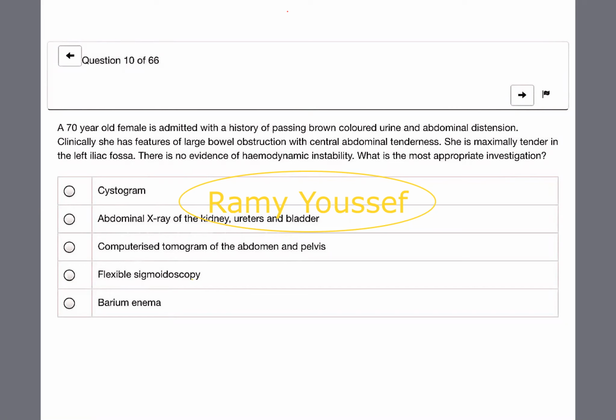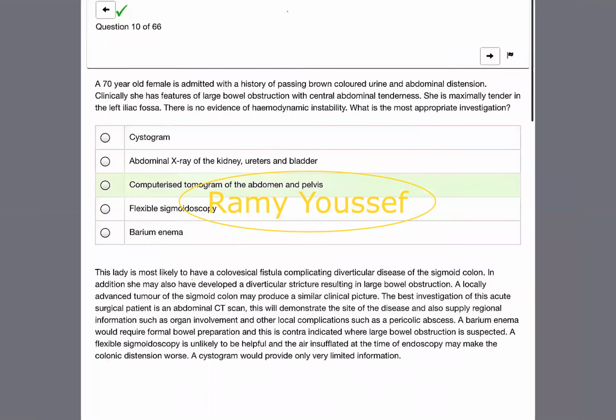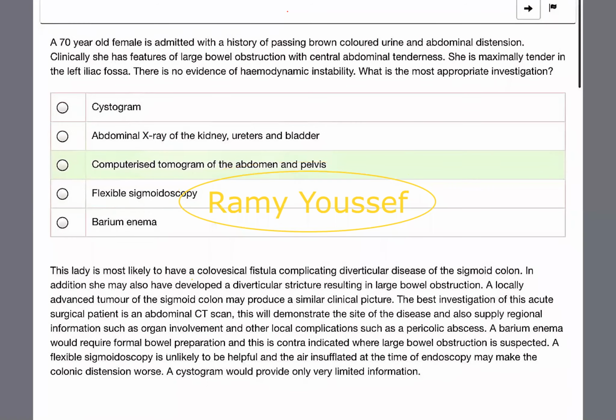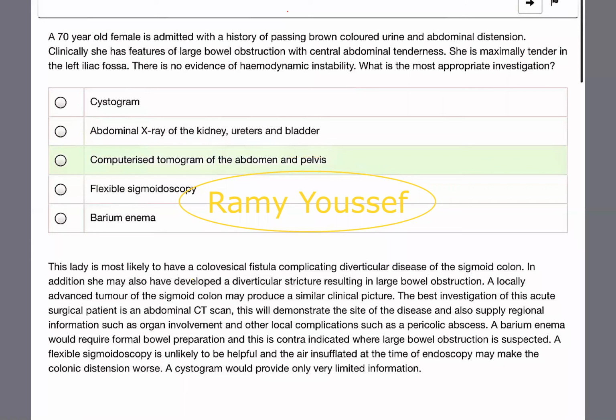CT abdomen and pelvis, and the CT will delineate for me if there is a fistula to the bladder and the mass, and if there is a pelvic abscess, what is the extension of the disease. I'll do everything. So here I'll go for a further investigation which will delineate for me the two problems, the bladder and the rectum or sigmoid mass. Through the CT we can go for cancer or we can go for diverticular disease. Okay. Clear?